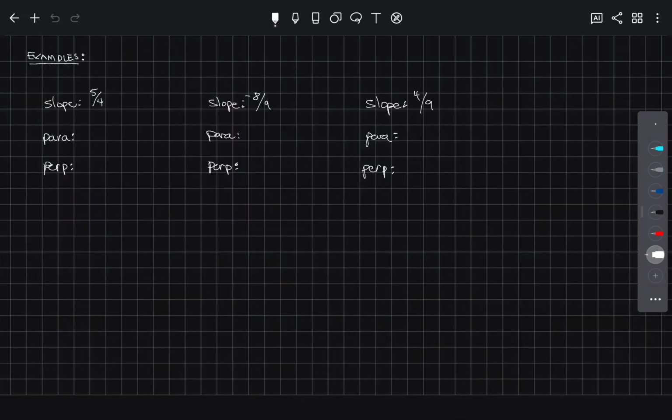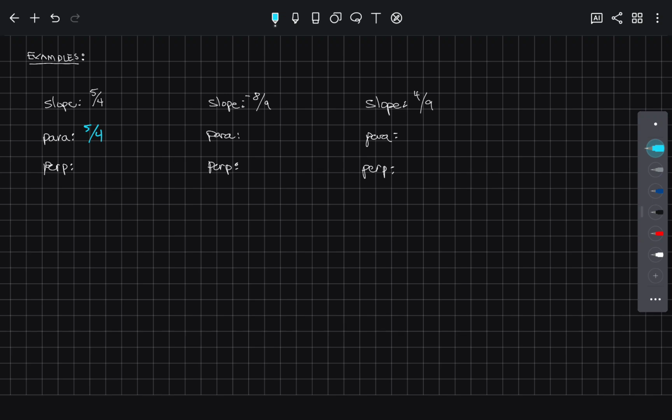Let's just go through 3 simple examples of how to fill this in and what this means. We know that parallel lines are going to have the same value for slope. So 5/4. Look at that. We created another parallel line using the same exact slope.